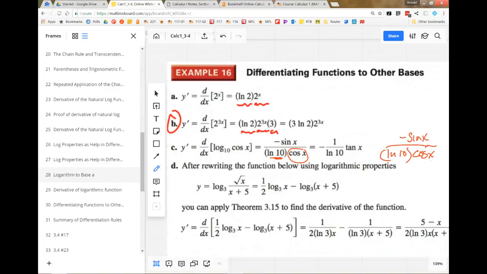And that's kind of how you would put that together. Of course, then there's a simplification. What is sine over cosine? It's tangent. So you could also write it like this. It's negative 1 over the natural log of 10. You could have just written tangent on the top.